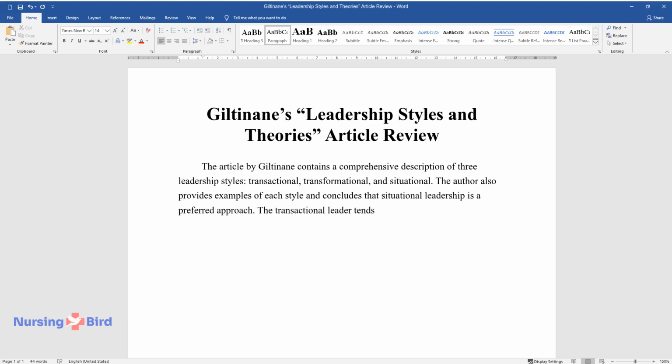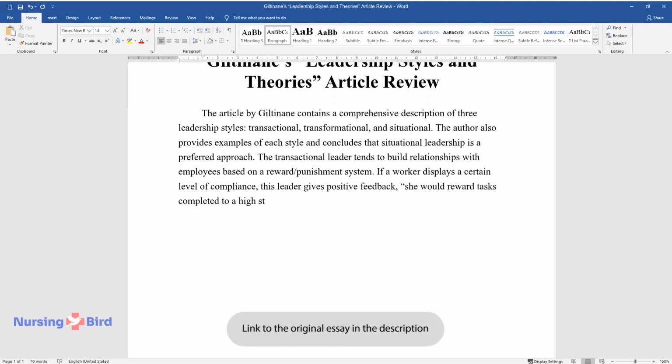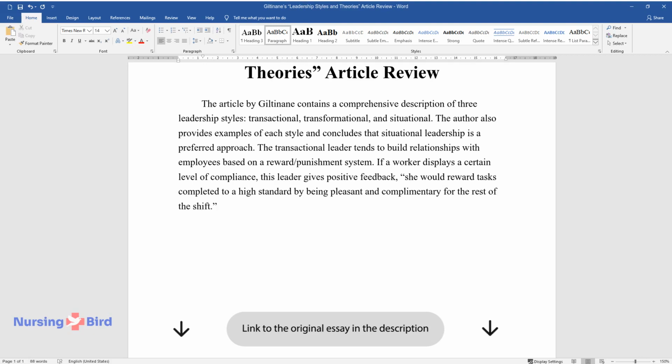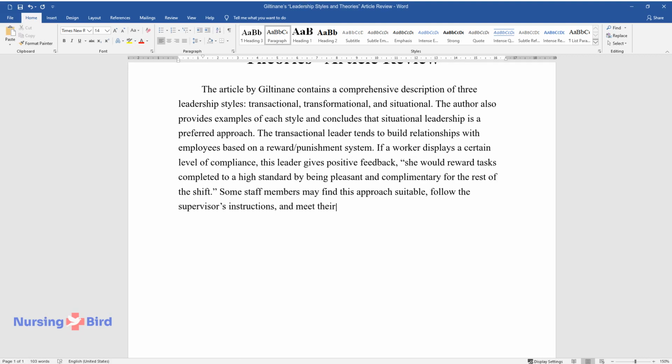The transactional leader tends to build relationships with employees based on a reward-punishment system. If a worker displays a certain level of compliance, this leader gives positive feedback. She would reward tasks completed to a high standard by being pleasant and complimentary for the rest of the shift. Some staff members may find this approach suitable, follow the supervisor's instructions, and meet their demands.